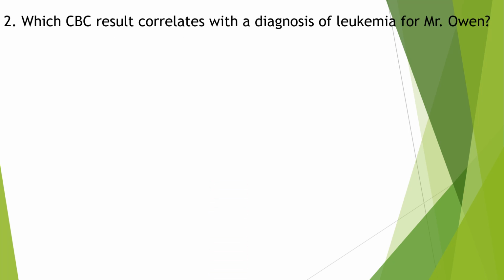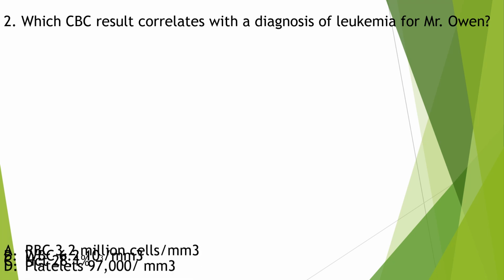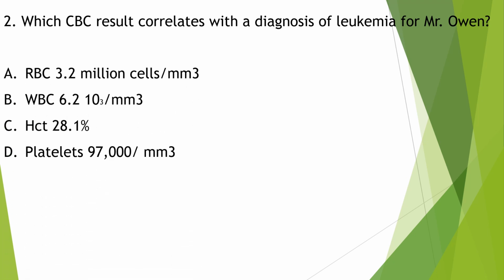Which CBC result correlates with the diagnosis of leukemia for Mr. Owen? RBC value, WBC count, hematocrit, platelet. So, increased production of WBC will crowd the bone marrow, making the production of RBC and platelet decreased. So here the RBC is reduced and the platelets also reduced, but the main reason is the WBC count. In leukemia, even though you can see an increase in the WBC count, these are immature WBCs. So that shows there is leukemia.